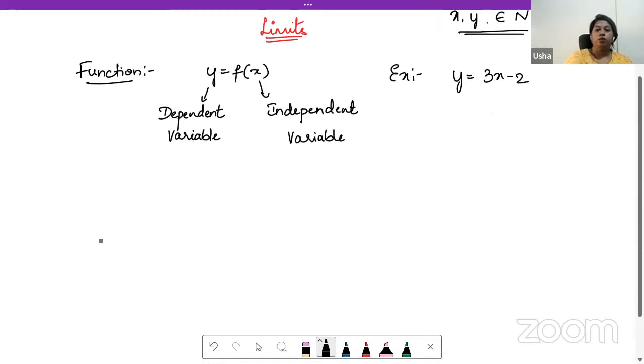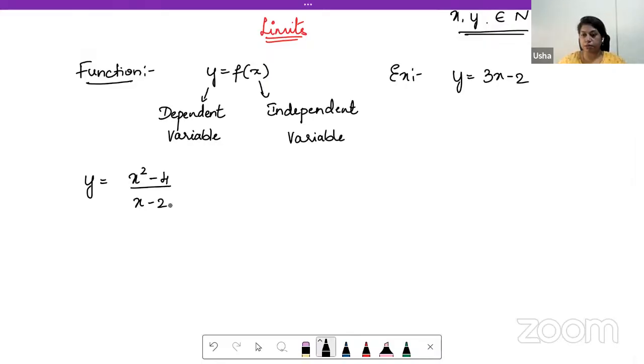Now, what is this limit? When we need this limit, we will see. Say, for example, I have a function like this: y is equal to x square minus 4 divided by x minus 2. Let us put different values for x and we will see what values we get correspondingly for y, and we will try to identify a pattern here.